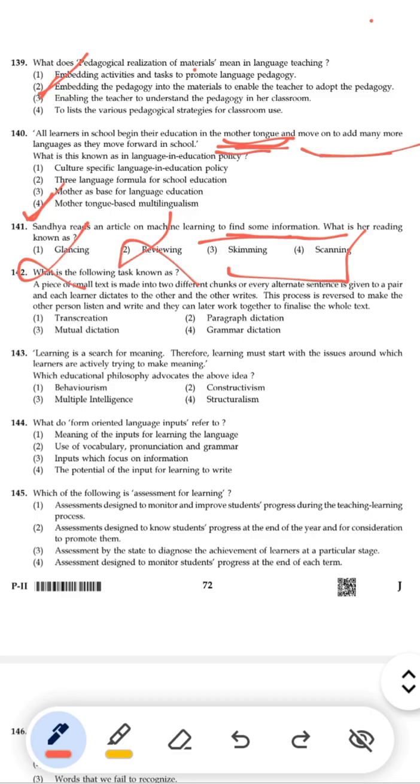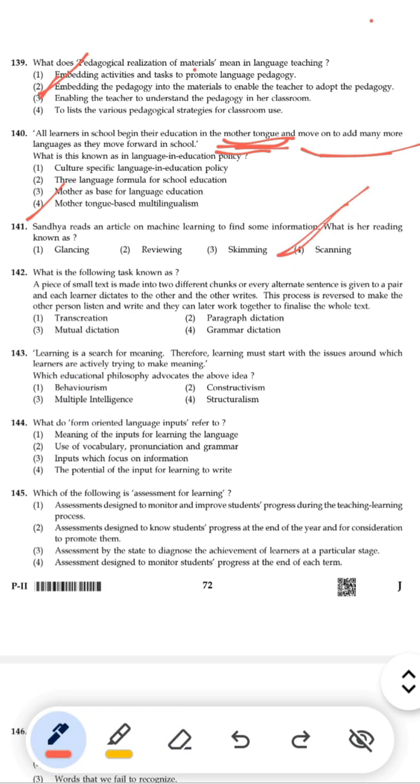Reviewing is completely reading to check whether it is correct or not. Glancing means to just look over. Skimming is done to find the main idea of a particular concept. Skimming is nothing but reading any passage or a page to understand the main idea. But here they have mentioned to find some information, the Sandhya is reading an article. So the answer is option 4, scanning.